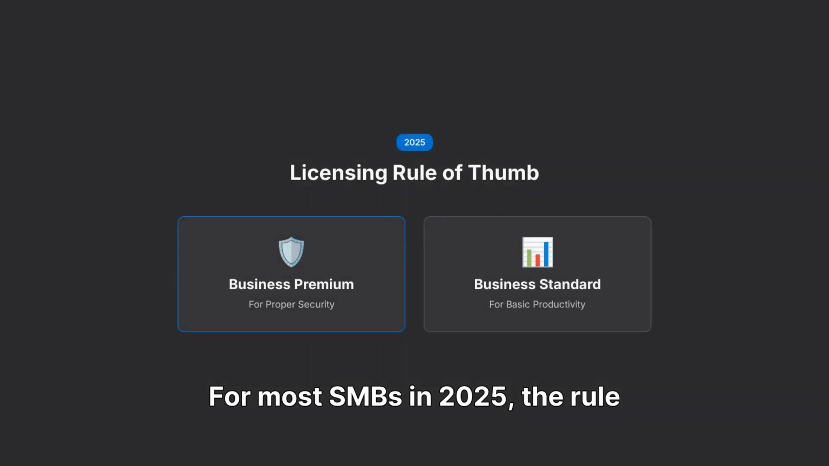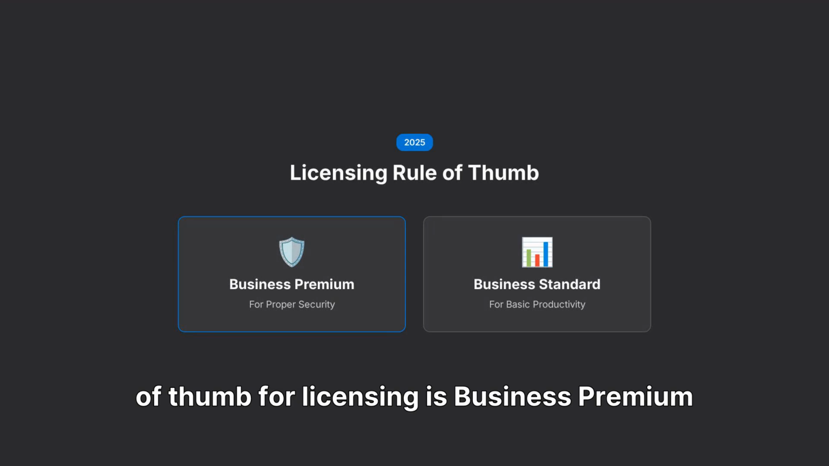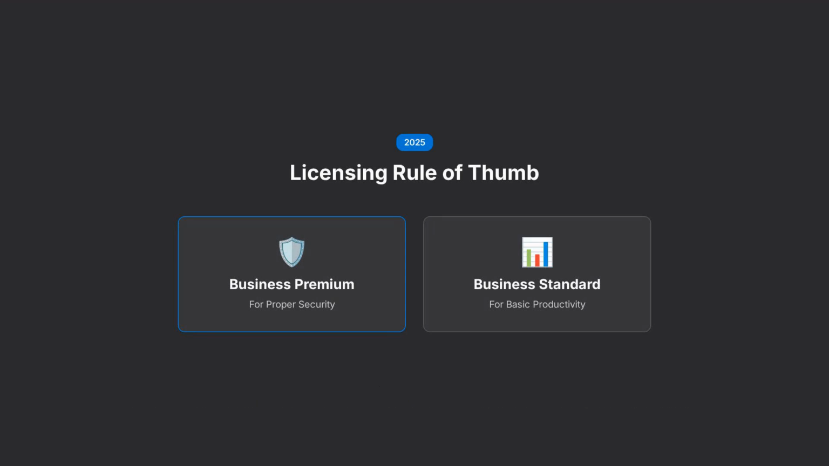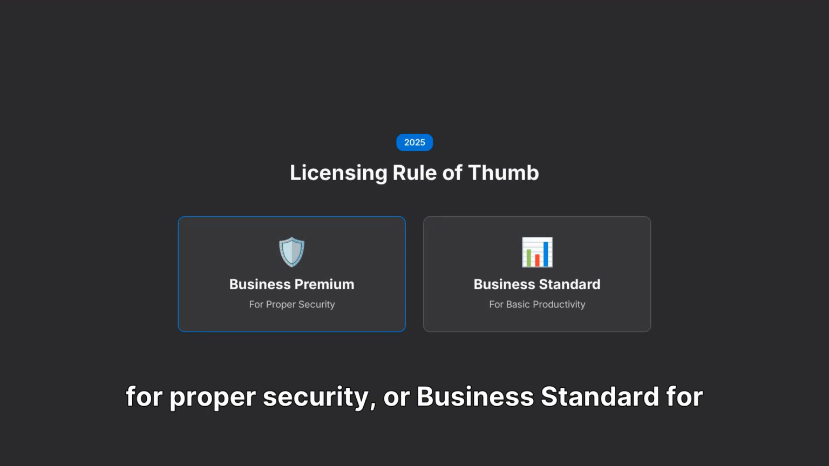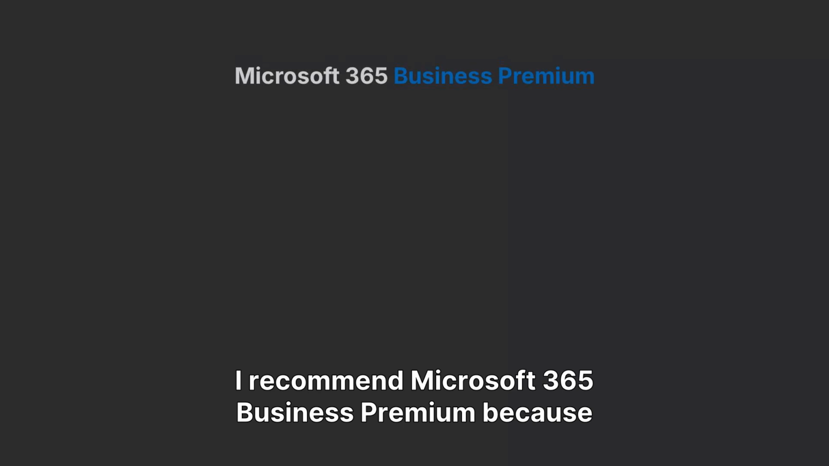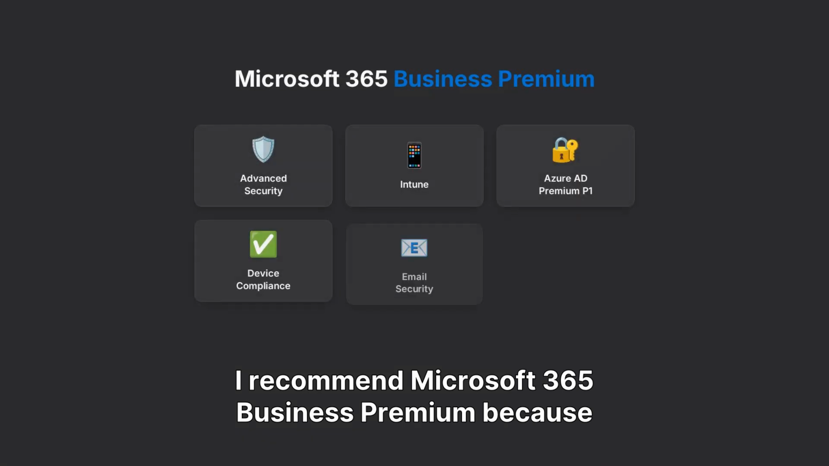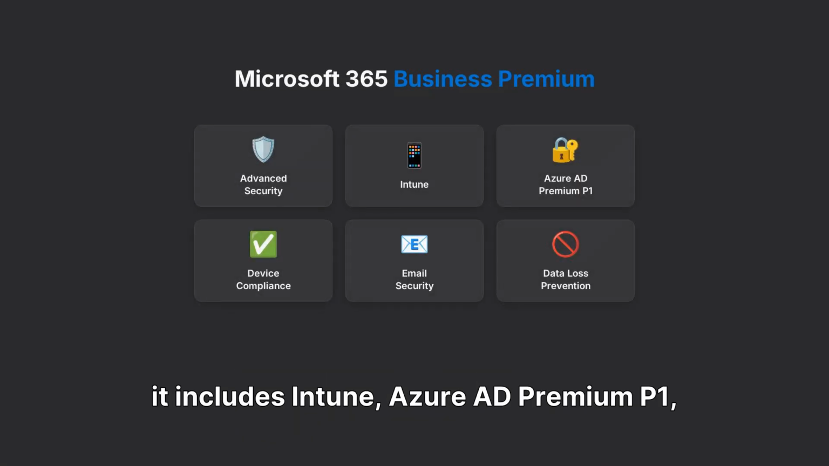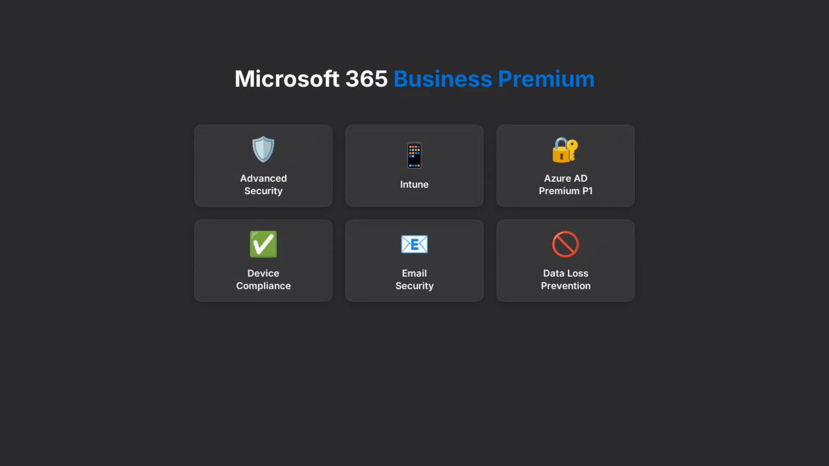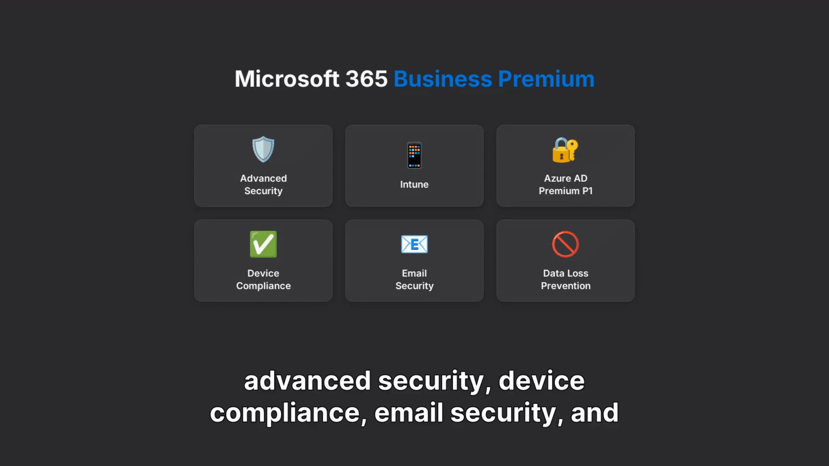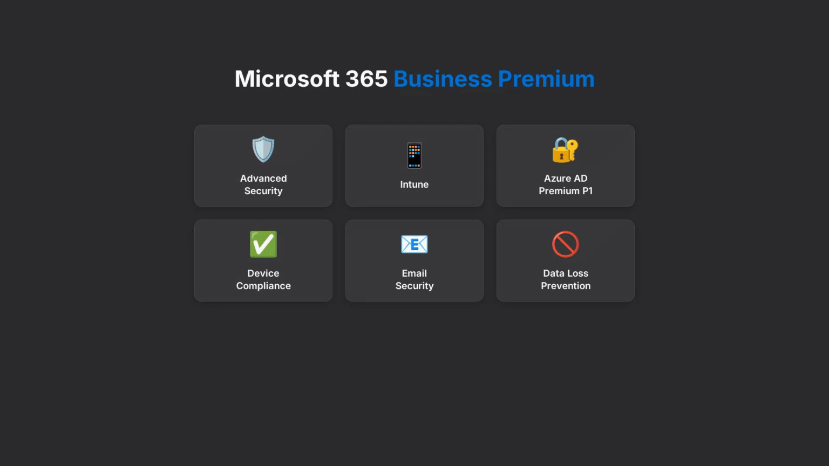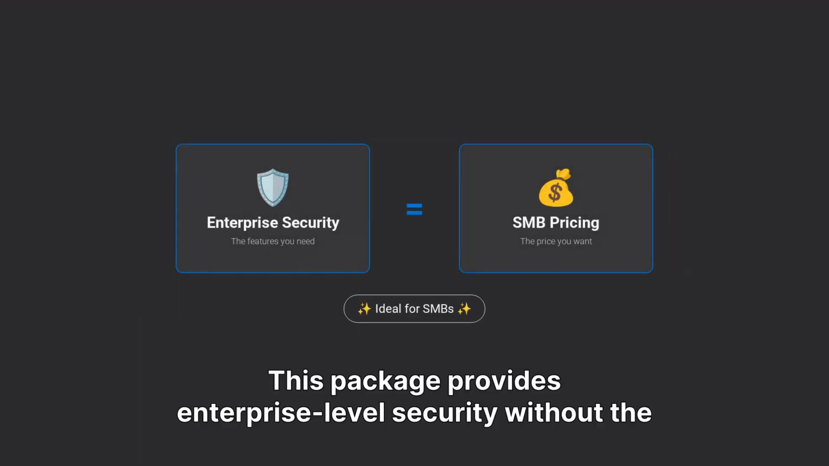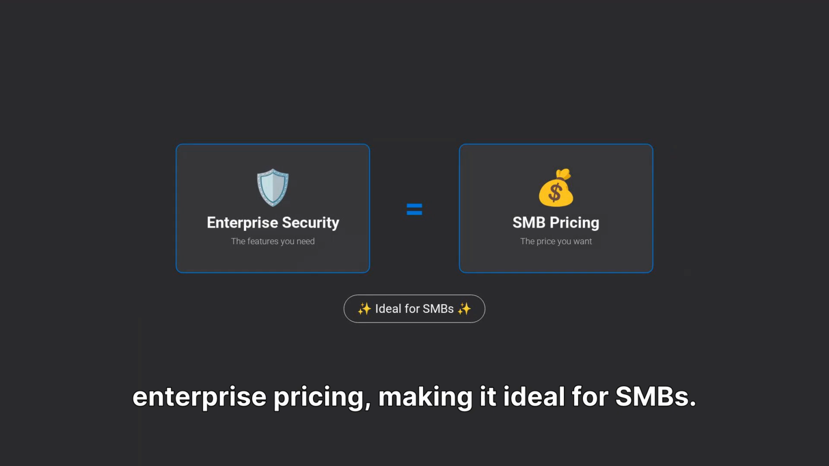For most SMBs in 2025, the rule of thumb for licensing is Business Premium for proper security or Business Standard for basic productivity. I recommend Microsoft 365 Business Premium because it includes Intune, Azure AD Premium P1, Advanced Security, Device Compliance, Email Security, and Data Loss Prevention. This package provides enterprise-level security without the enterprise pricing, making it ideal for small to medium businesses.